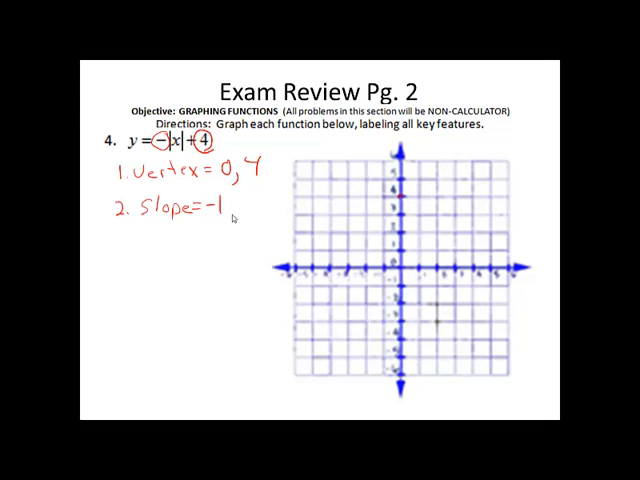So our slope is a negative 1 or 1. Now again, it's going to be a negative 1 going to the right and 1 coming from the left. So let's start with going to the right first.